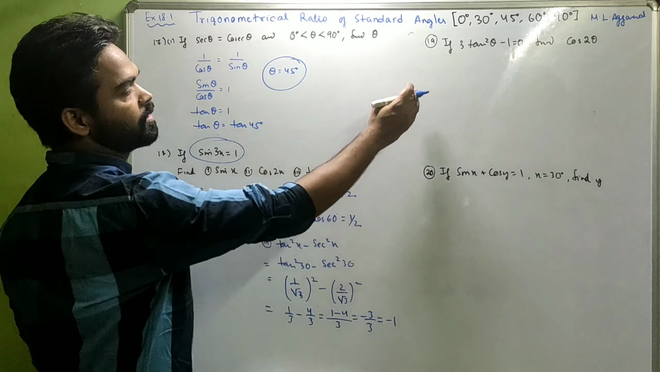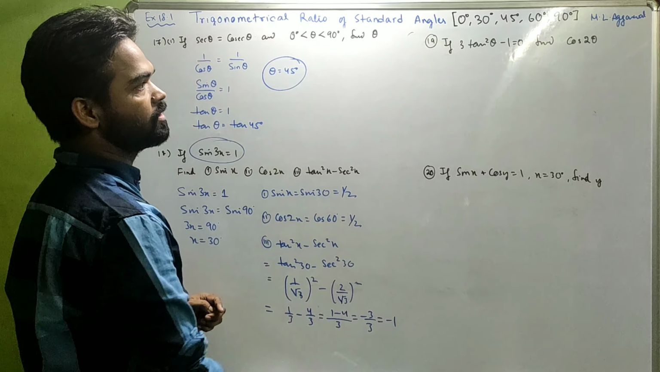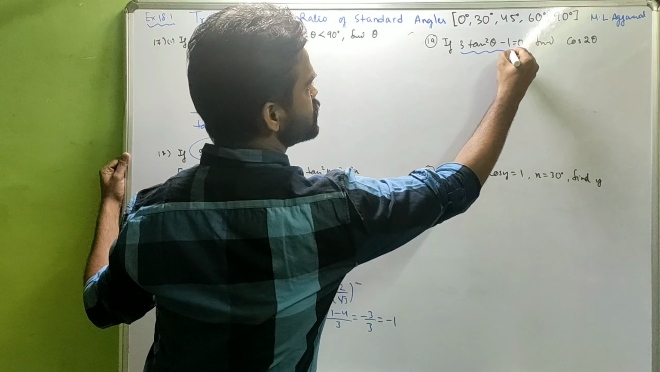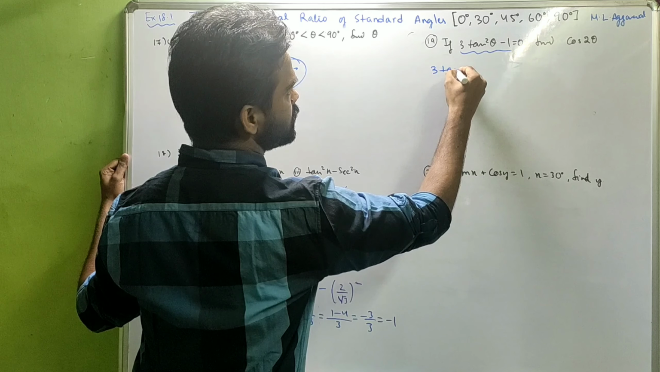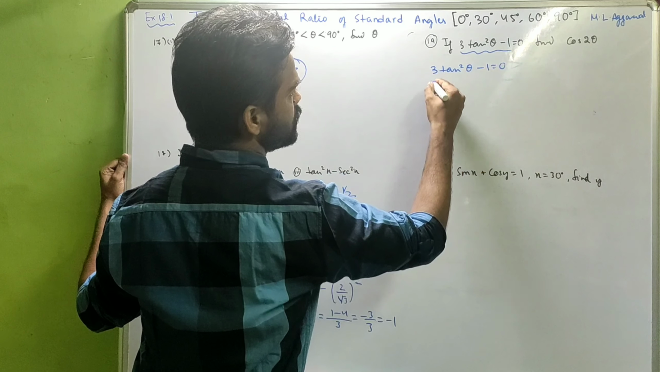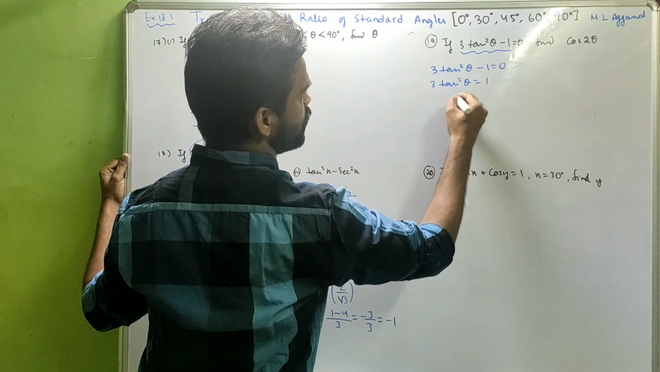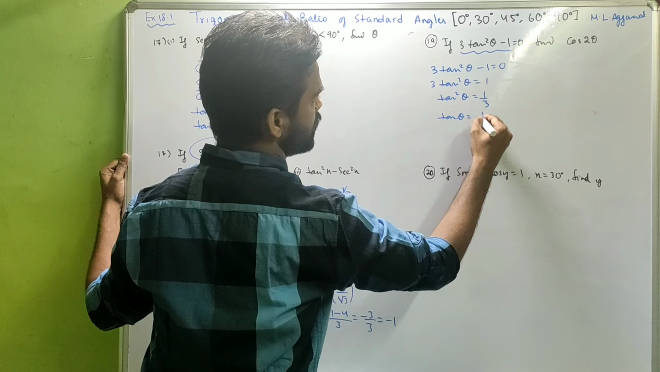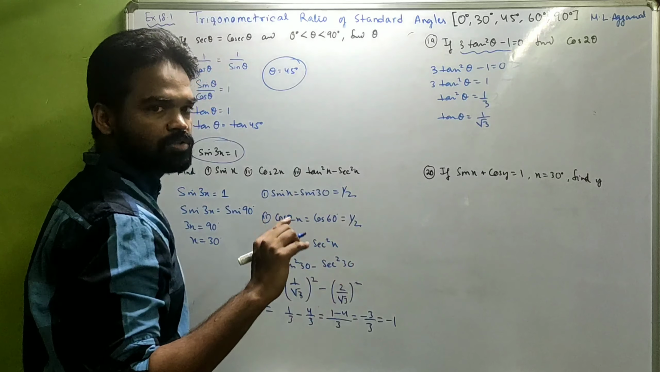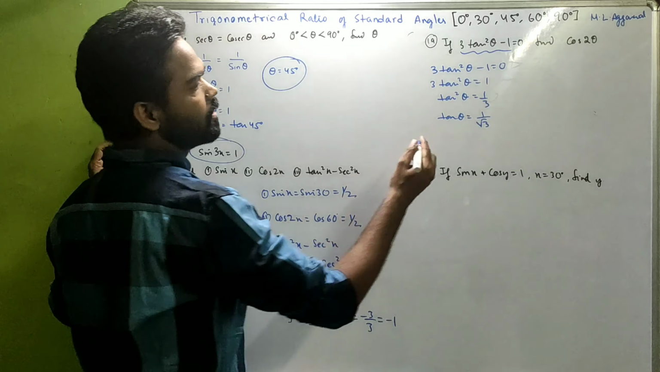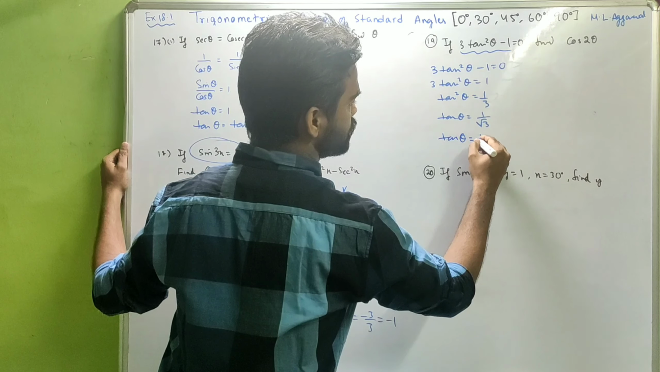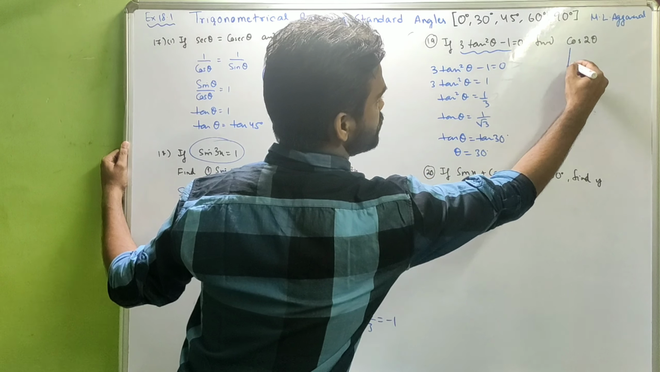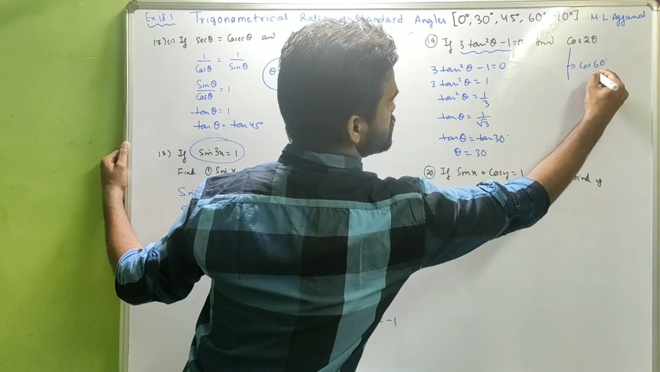Am I clear? Look at this, number 19. If 3 tan square theta minus 1 equals 0, find cos 2 theta. Again, theta is acute. Same way, we'll solve this one first. 3 tan square theta minus 1 equals 0, which means 3 tan square theta equals 1, which means tan square theta is 1 by 3, which means tan theta equals 1 by root 3. We'll take the positive because theta is acute, so tan will be positive always. Now, when is the value of tan 1 by root 3? At tan 30 degree, which means theta is 30, which means this will be cos 60 degree. Cos 60 degree is what? Half.